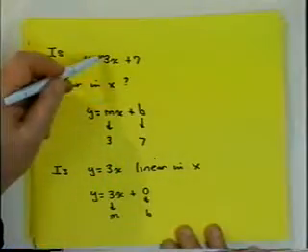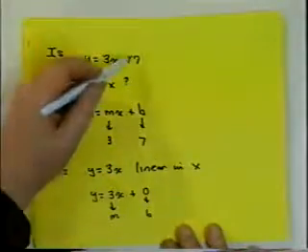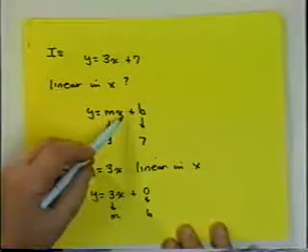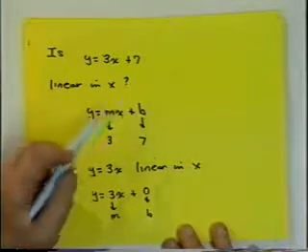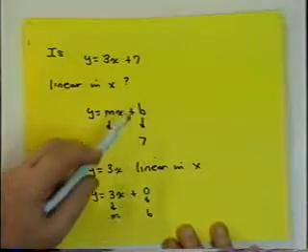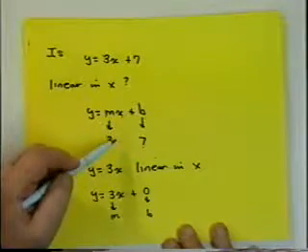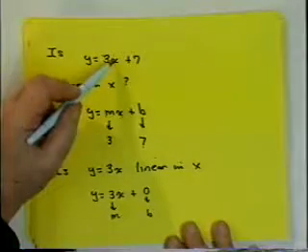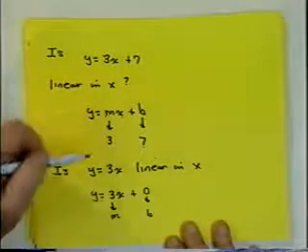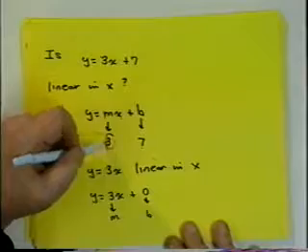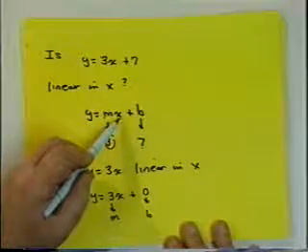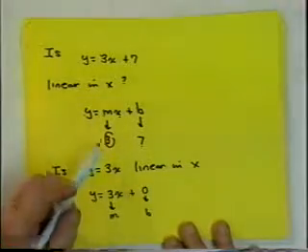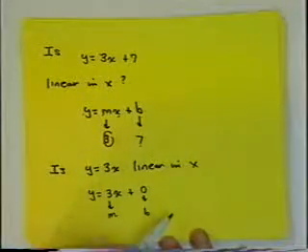Well, compare this with this. M is 3, b is 7. In other words, does this have the form start with x, multiply by a number, add a number? Yes. The number you multiply by is 3. The number you added is 7. This is linear. And what does that mean, more importantly? It means every time x increases by 1, y will increase by 3. See, that's the key. An increase of 1 in x will always lead to an increase of 3 in y because m is 3.